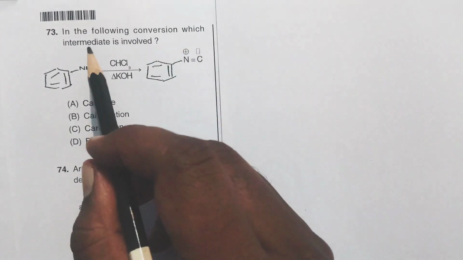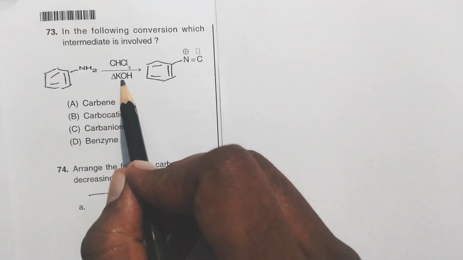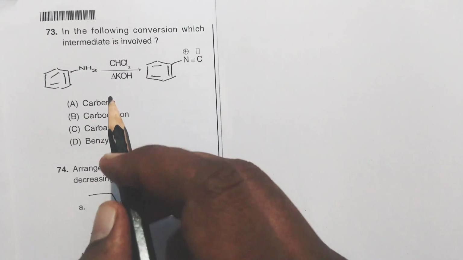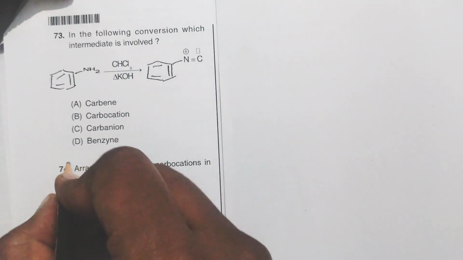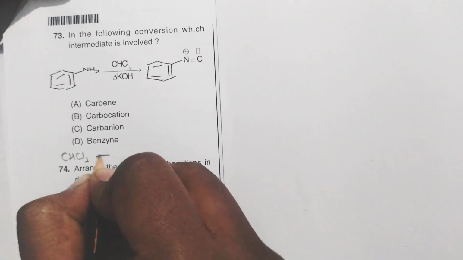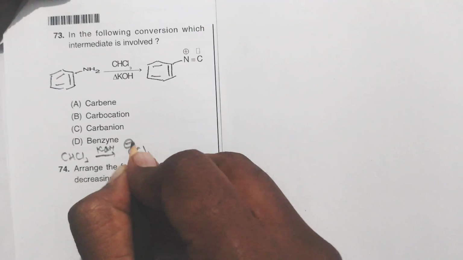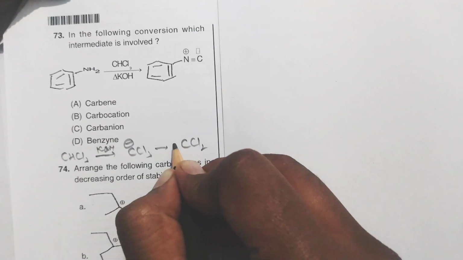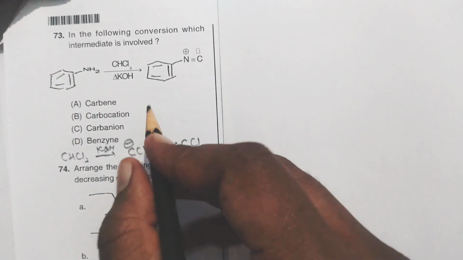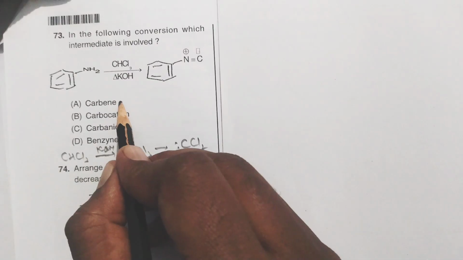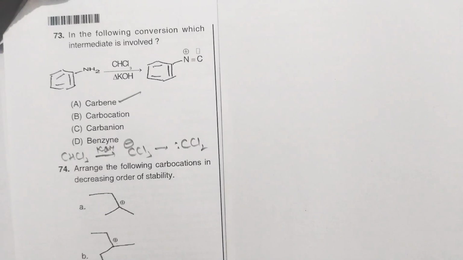In the following conversion, which intermediate is involved? Here they have given aniline, chloroform in the presence of KOH under heating conditions. Whenever there is chloroform in the presence of base, here I will write CHCl3 in the presence of KOH, you are going to get CCl3 minus, and later you are going to get CCl2 as the intermediate. This intermediate will attack this substrate. You are going to get this product. This intermediate is a carbene. Hence there is a formation of a carbene intermediate in this reaction.